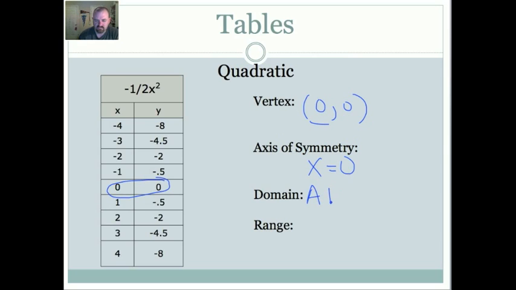Our domain, all real numbers. You will get tired of writing that, but you will write it. Our range, we have y. Now if we think about this graph, it's starting at negative 8 and it's going up, and then it's coming back down. So that means we have a downward opening quadratic or parabola, which means this is a high point, a max point. So it's going to be y is less than or equal to 0 because it's all going to be below that.